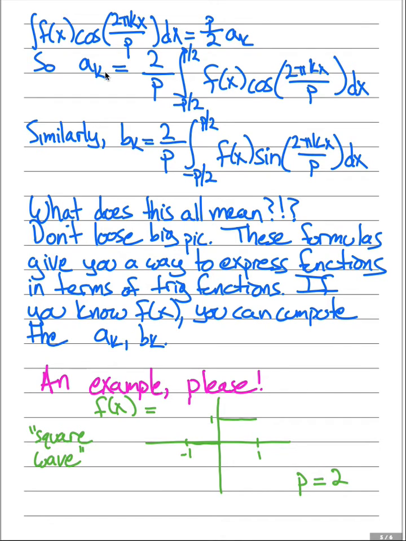Now, you do the entire procedure again, but instead of multiplying through by cosines, you multiply through by sines. You come up with the expression for b sub k, the coefficient of the sine terms, and it's very similar.